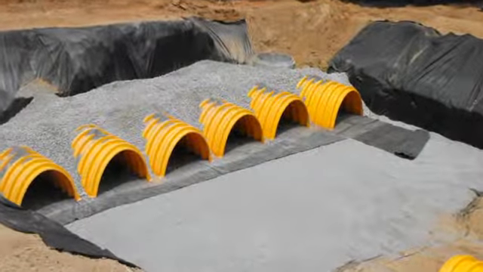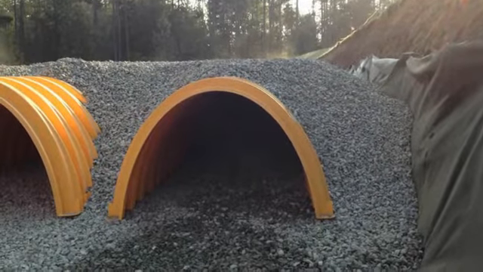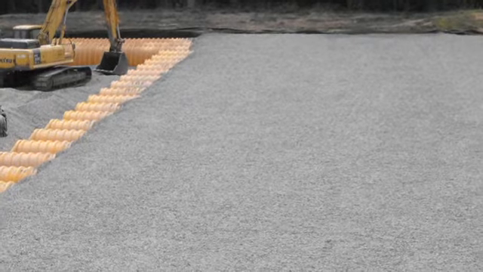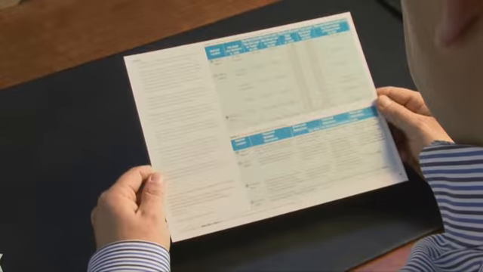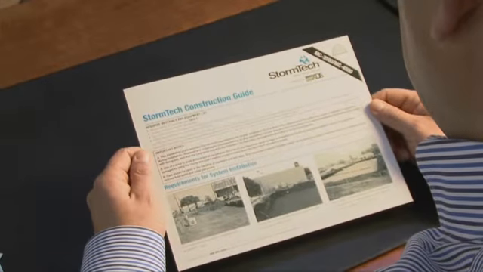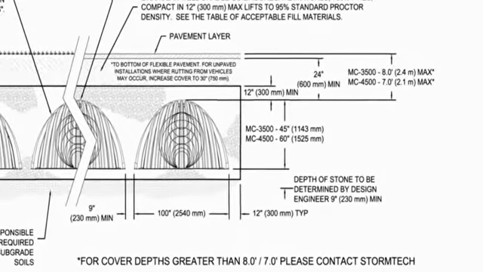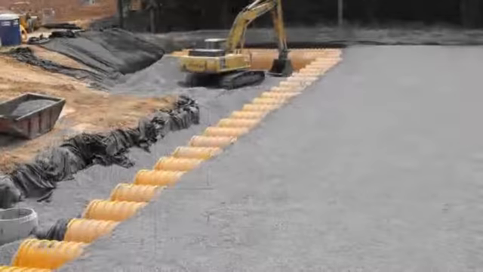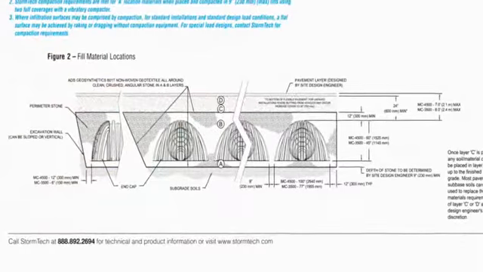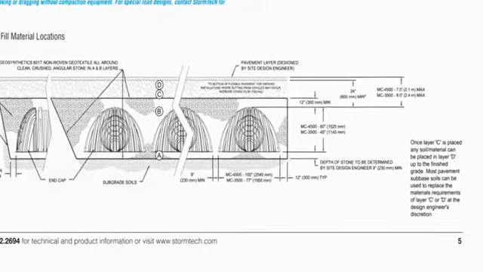In all cases, the chambers must be fully supported by embedment stone extending all the way to the excavation wall to a depth of at least 12 inches over the top of the chambers before any loads are placed on the bed. Construction vehicle loading must be in accordance with tables found in the MC 3500, MC 4500 Stormtech Construction Guide. Rollers and dozers must work in parallel to chamber rows. Minimum cover depth from the top of the chamber must not be less than 24 inches to the base of the flexible pavement. Maximum cover depth from the top of the chamber must not be greater than 7 feet for the MC 4500 and 8 feet for the MC 3500.